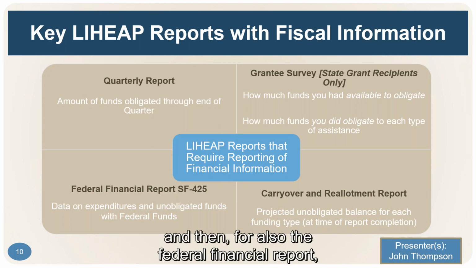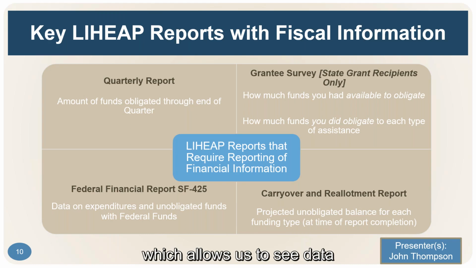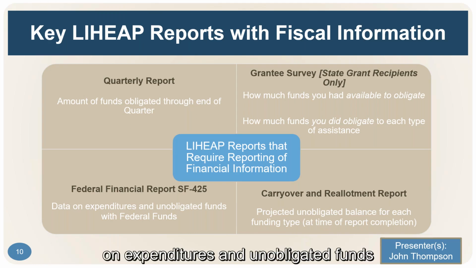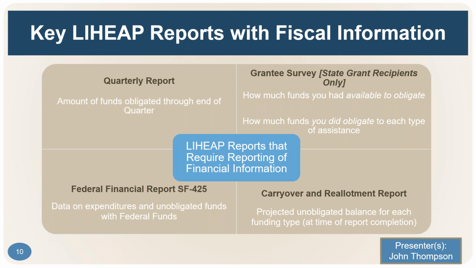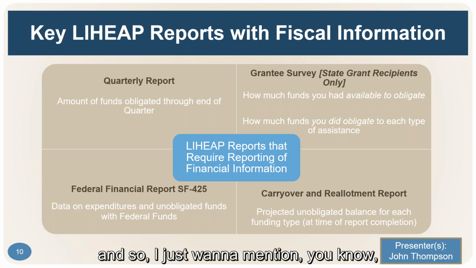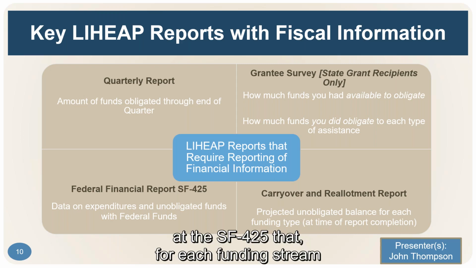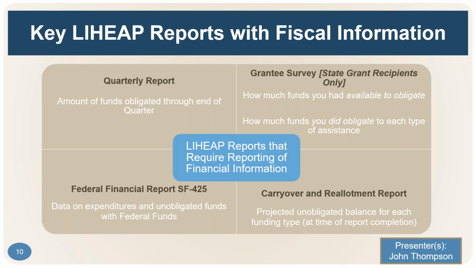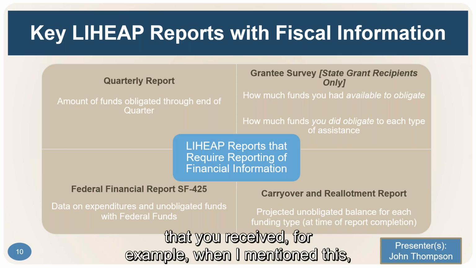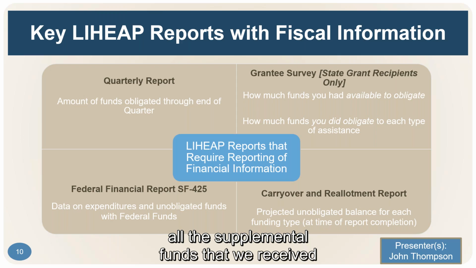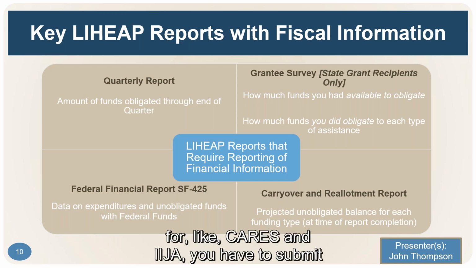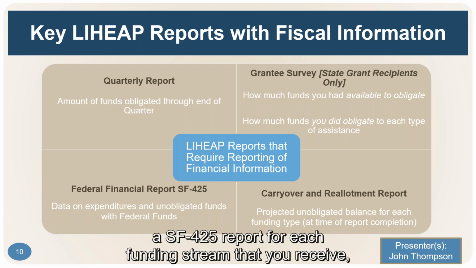All right, thank you. And then also the Federal Financial Report, also known as the SF-425, which allows us to see data on expenditures and unobligated funds that are being reported. We just want to mention that for each funding stream that you receive, for example, all the supplemental funds that we received for CARES, ARP, and IIJA, you have to submit an SF-425 report for each funding stream.